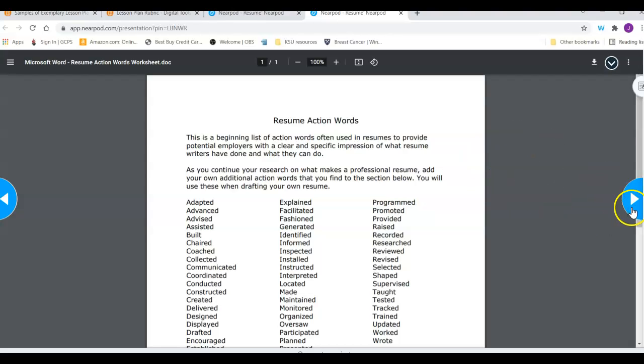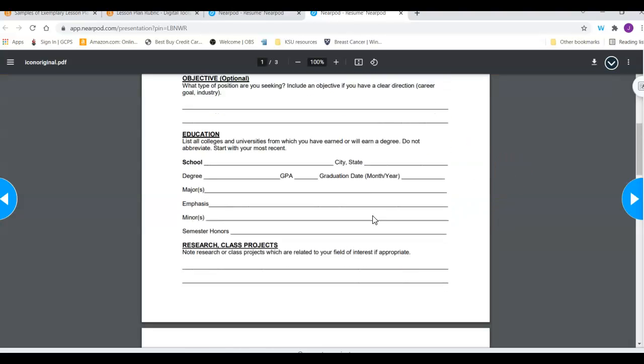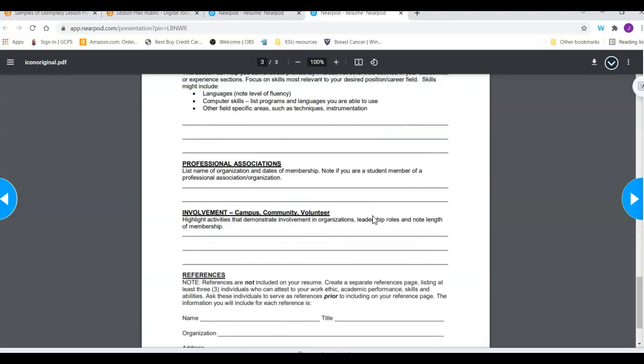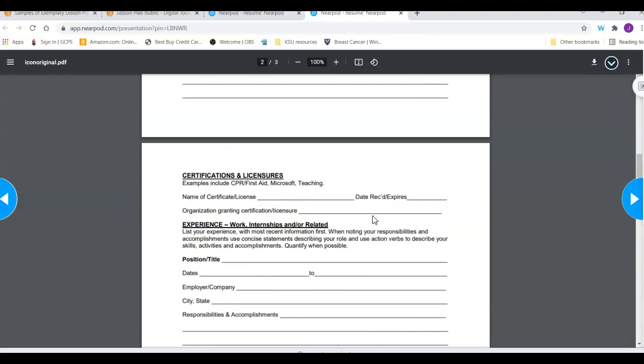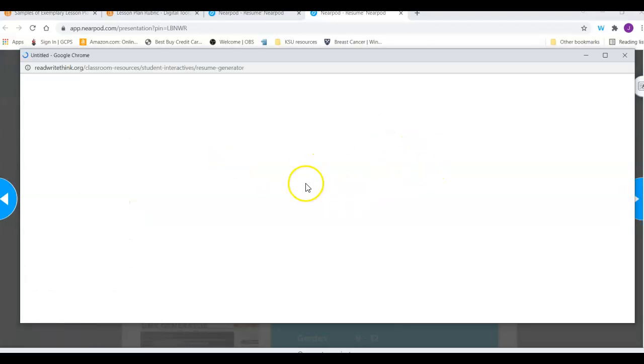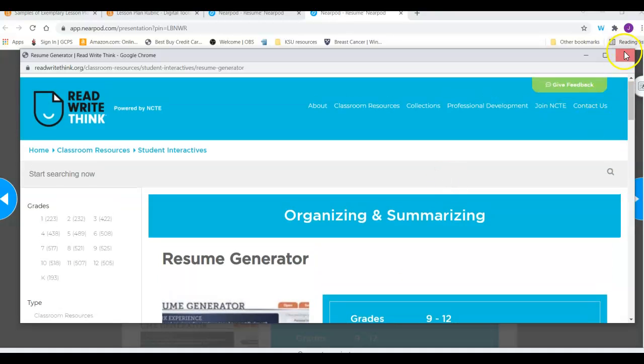After we had done that and they were ready to start working on it, I gave them some action words that are useful. And then I gave them a handout, a resume writing worksheet. So depending on their learning style preferences, some kids are still paper and pencil type kids, and so I gave them this as something they could use if they wanted to, but they also had the opportunity to use this resume generator by Read Write Think, and more students tended to use the tool than anything, but I did have some who preferred the handout.